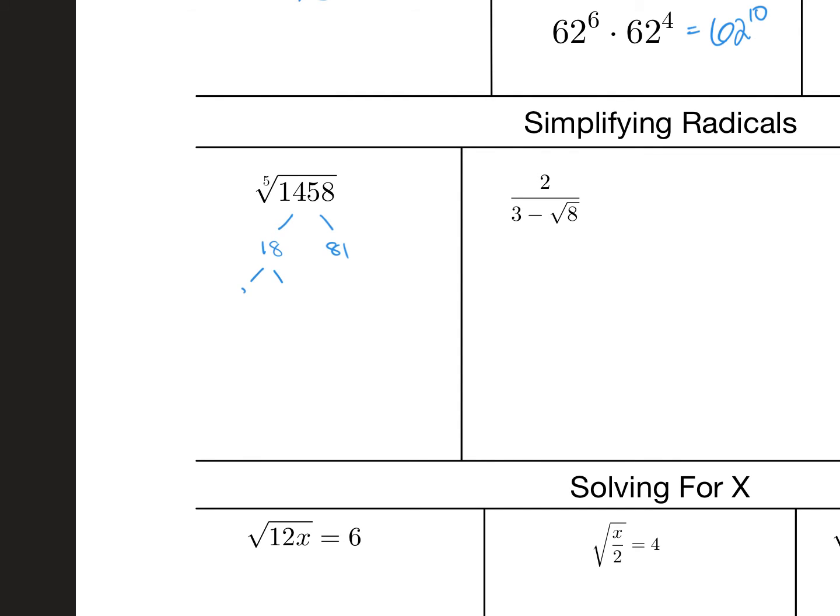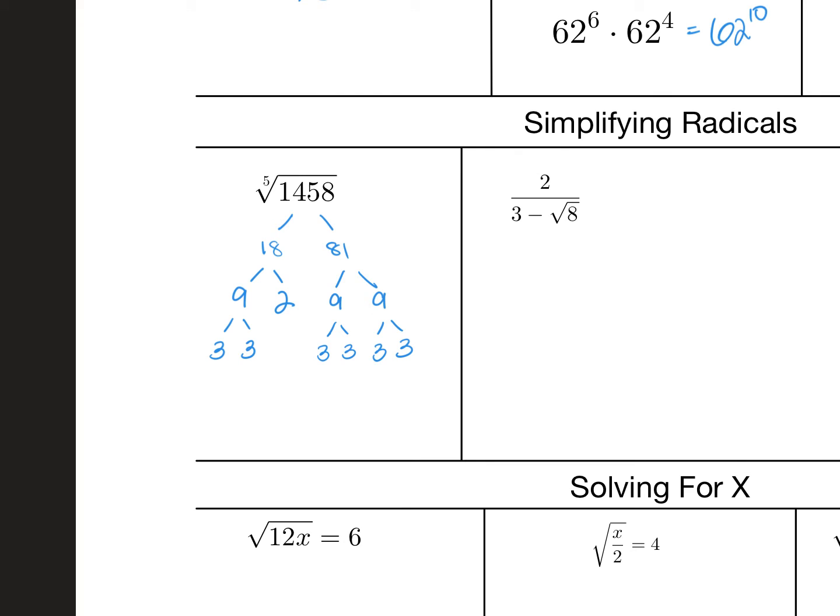Looking at 18, I know that 9 times 2 equals 18. And breaking up 9 even more, 3 times 3 equals 9. So going to the other side, I have 9 times 9 equals 81. I can break up 9 by 3 times 3.